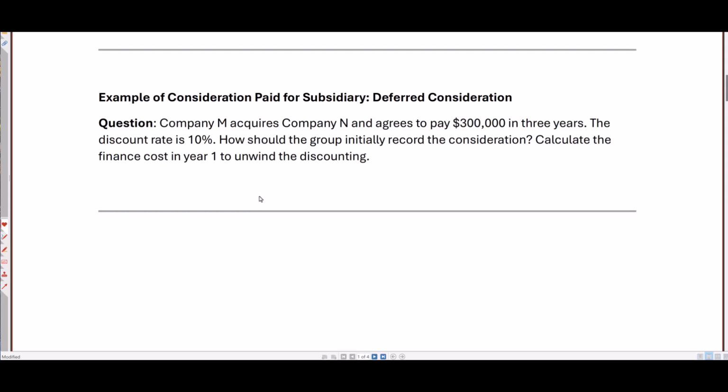Okay, hopefully you've had a go at this. This is going to be somewhat similar to what we did in the previous example because we've got 3 years and a discount rate of 10%. So that means that when we calculate the discount factor, it's going to be the same as last time, 0.751.